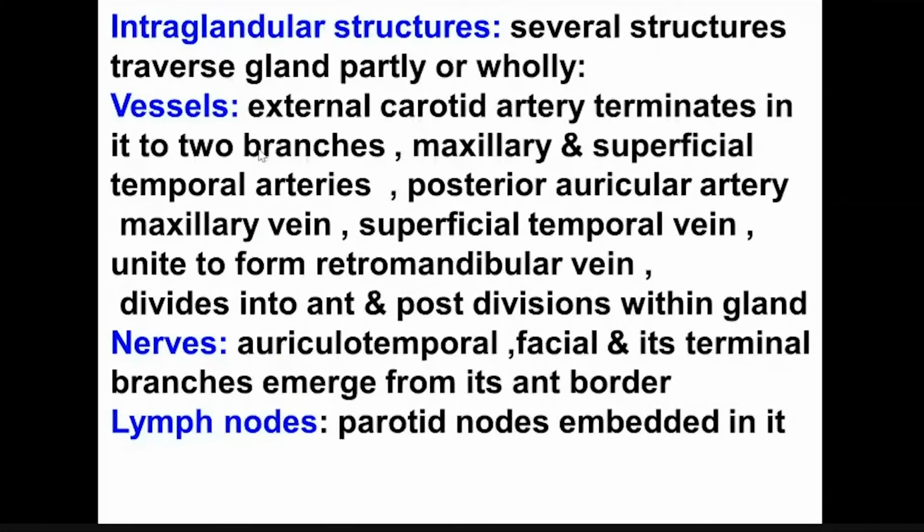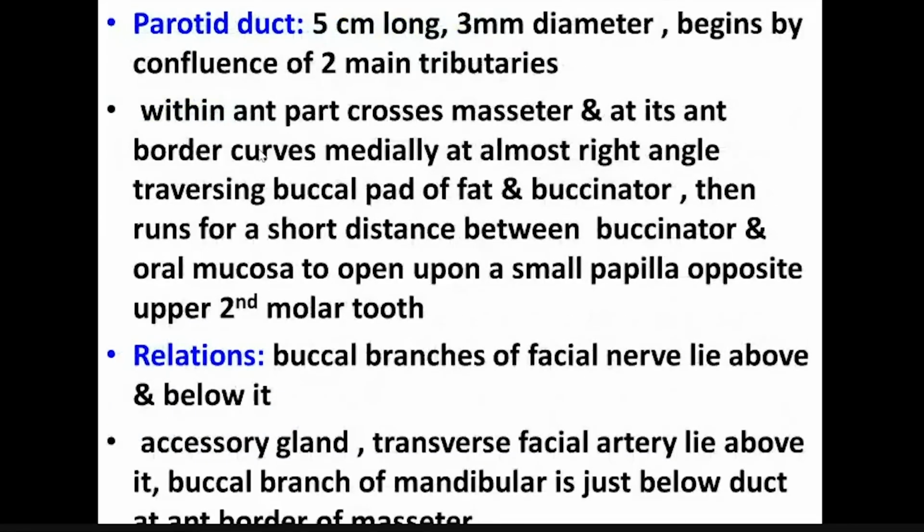Intraglandular structures traverse the gland partly or wholly. Vessels: we have the external carotid terminating inside it, dividing into the maxillary and superficial temporal arteries, and the posterior auricular artery. The maxillary vein and superficial temporal vein unite to form the retromandibular vein, which divides into anterior and posterior divisions within the gland. Nerves: the auriculotemporal and facial nerves and its terminal branches emerging from its anterior border, and deep parotid lymph nodes embedded inside it.